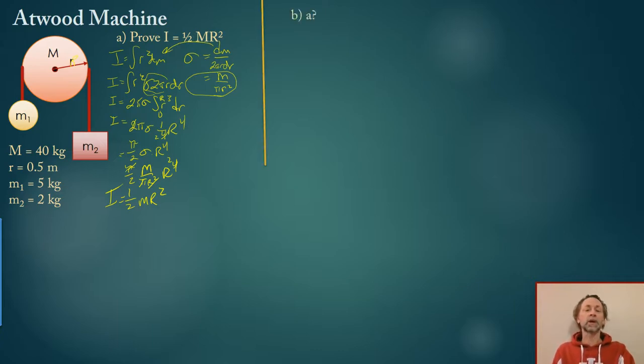Second thing that we're going to do then is, what is the acceleration of this entire system? Now remember, in the past we would have done 2 sets of force diagrams. So we're going to do that first here.